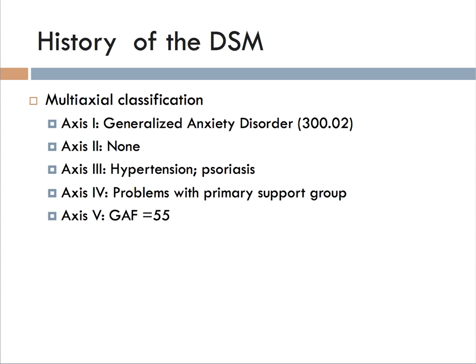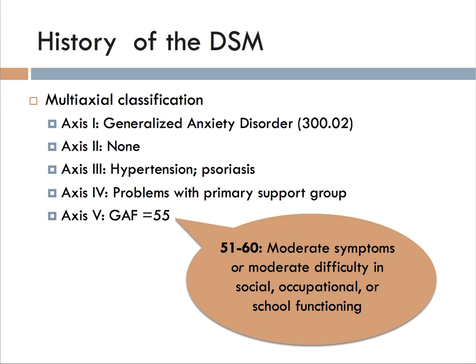On axis 4, which was where I could describe social or environmental concerns, I might say that they have problems with their primary support group, indicating that there might be tension or lack of support at home. And I might decide that a GAF score of 55 was most appropriate, which indicates that I believe that they have moderate symptoms or moderate difficulty in social, occupational, or school functioning. And that's what a diagnosis using the multi-axial system would look like.